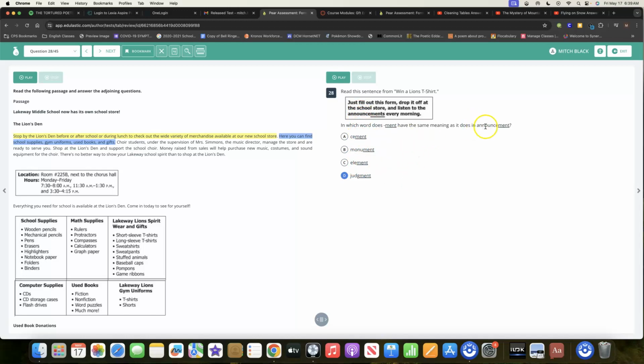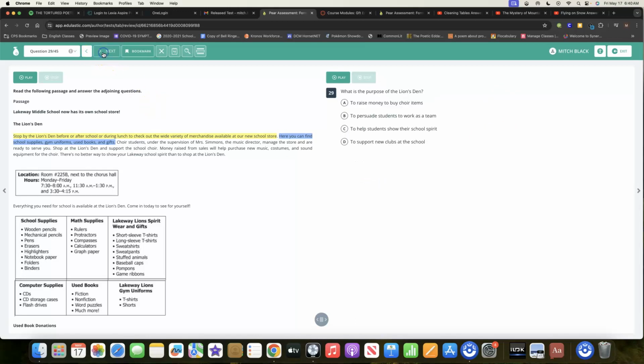But that's a trick, and the trick does not work 100% of the time. So that's why the best way is: is this a verb? Yes, it is. Is it changed into a noun? Yes, it is. So our best answer here should be judgment.